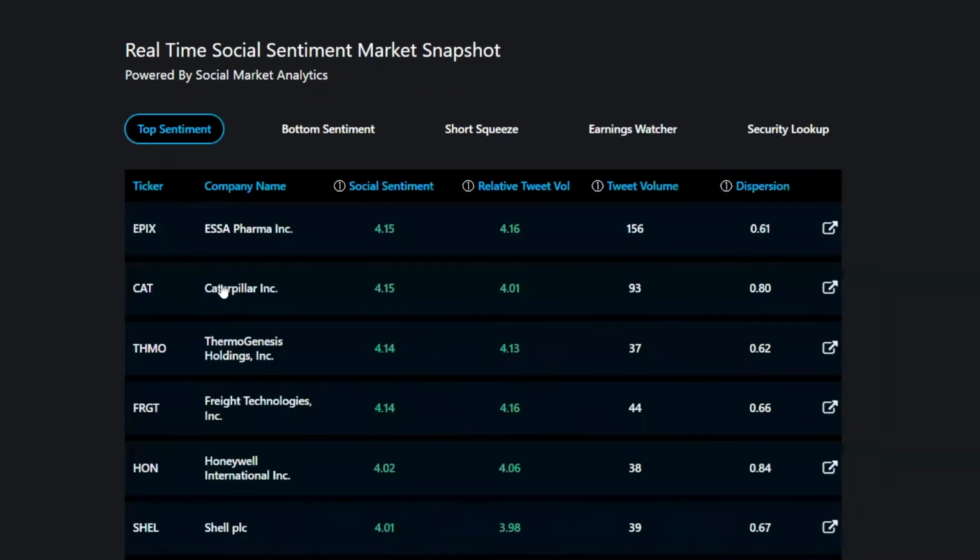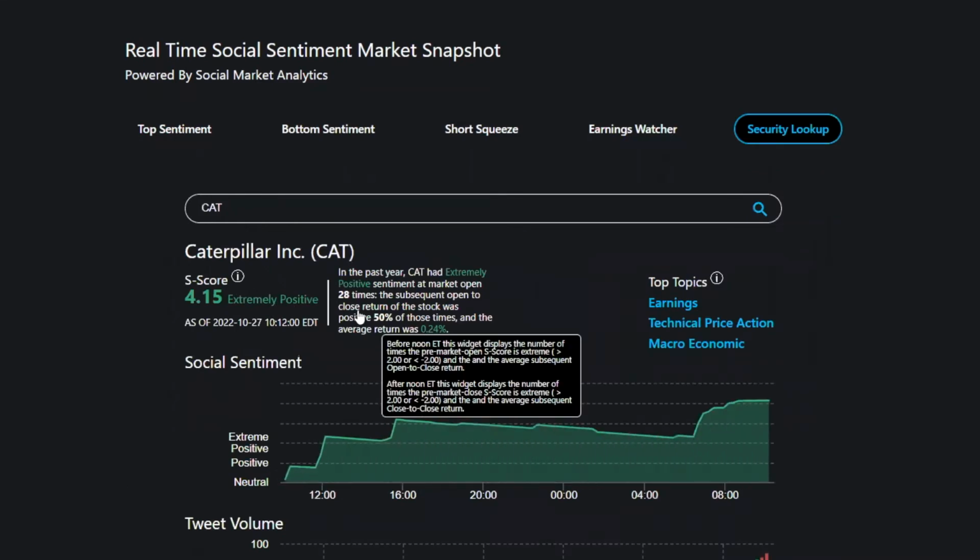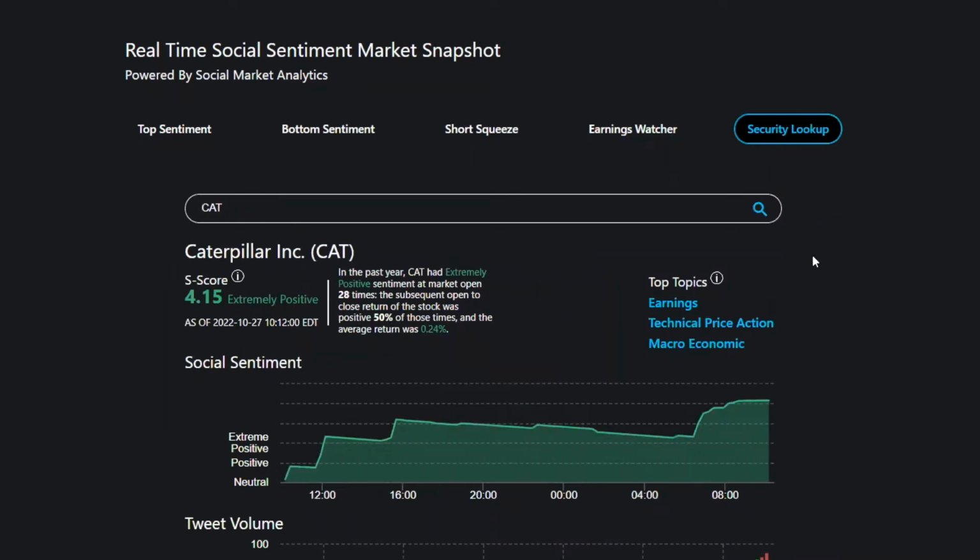If you click on Caterpillar today, you'll see that it goes an average of 0.24. It's up significantly so far from the open today. So you had plenty of time this morning to look at this one, evaluate the earnings, and get in. And I believe it's up $5 right now from the open.